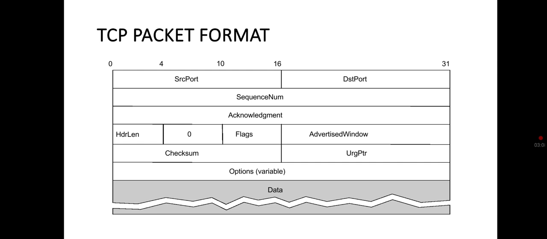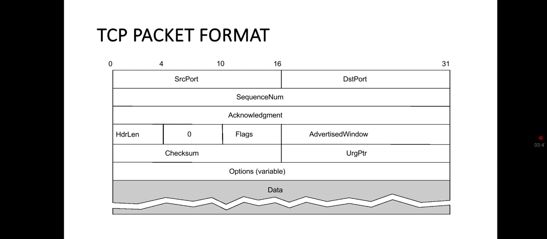The next is flags. TCP contains 6 control bits known as flags. First is URG, that is urgent, which contains urgent data. Then next ACK, acknowledgement: the value of the acknowledgement field is valid. Then PSH, push: the sender has invoked the push operation. Then next RST, reset: the receiver wants to abort the connection. Then next SYN, synchronize: synchronize sequence numbers during connection establishment. And at last FIN, finish: used to terminate the TCP connection.